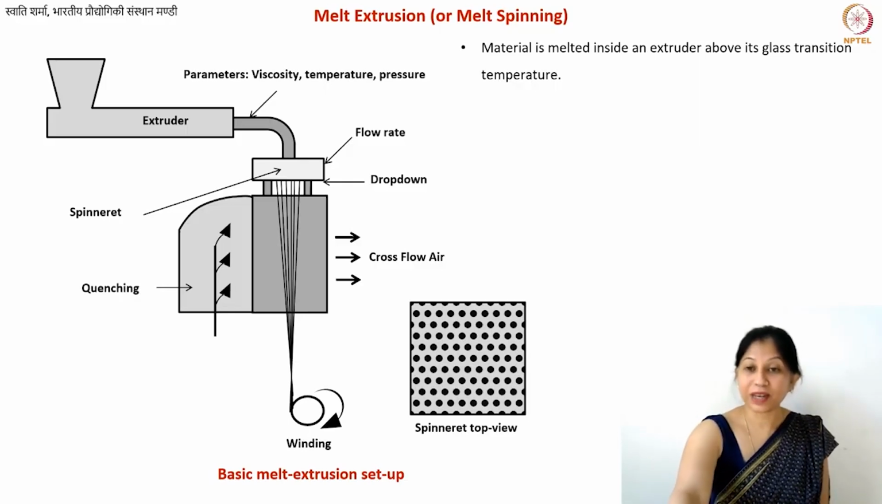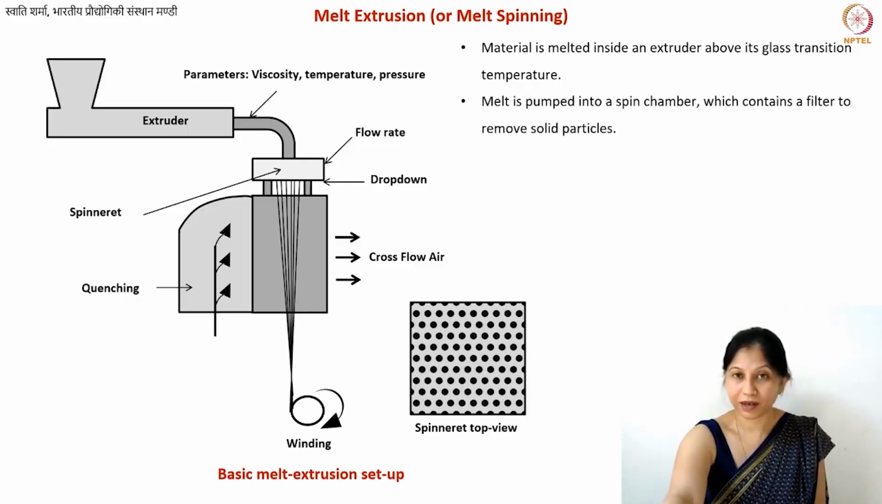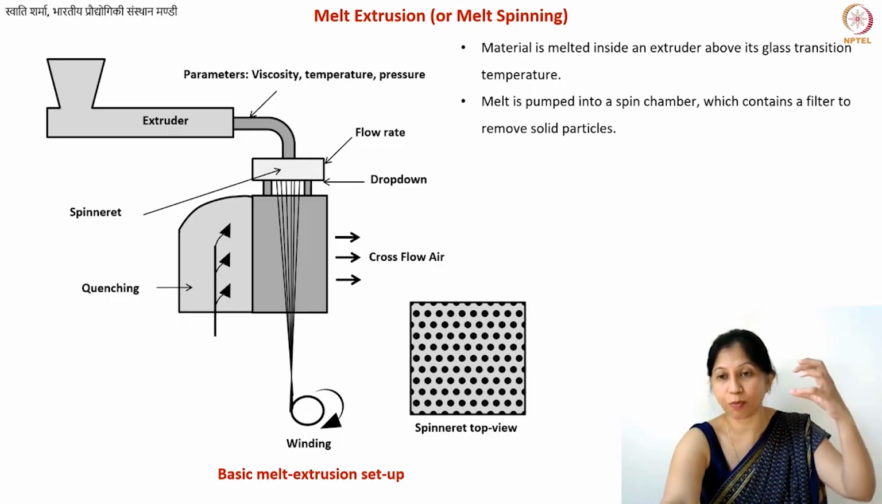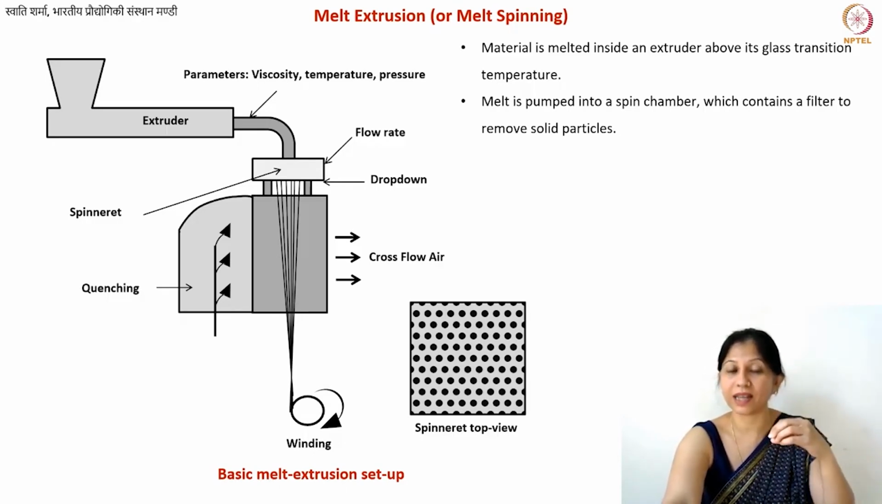The first thing we do in this setup is heat the material above its glass transition temperature. Now that becomes a processable material. So now you can process it. Now you can pull fibers. How do you do that? You pump this polymer or pitch from the extruder into what is known as the spin chamber.